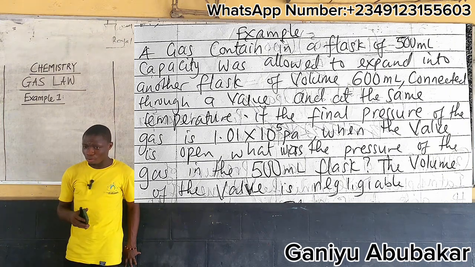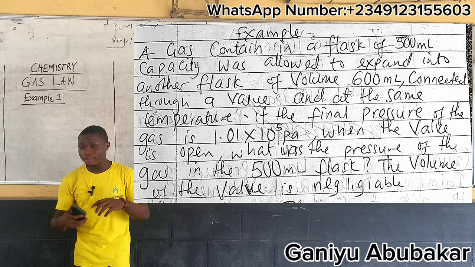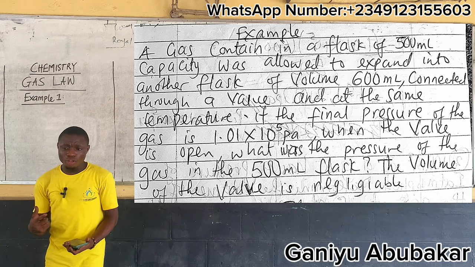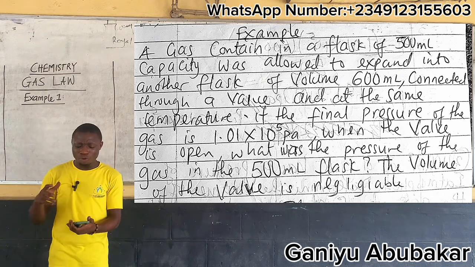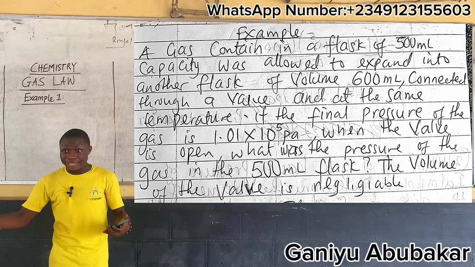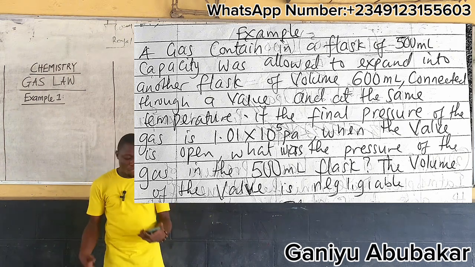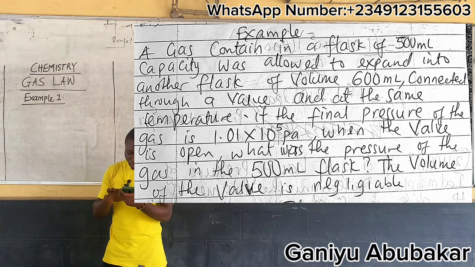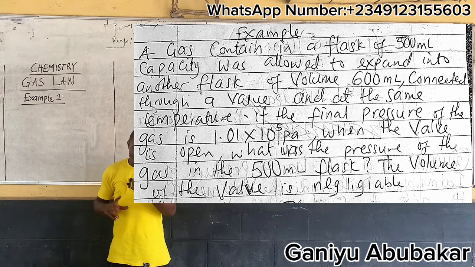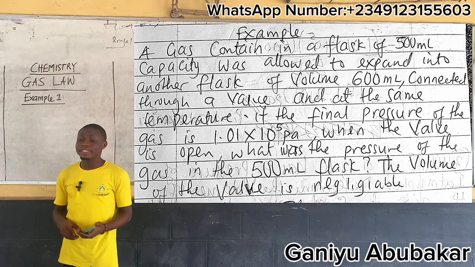Listen, they said a gas contained in a flask of 500 milliliter was allowed to expand. Now look up. If it expands, the volume of the flask it is expanding into will be bigger. So that value coming up should be a bigger value, because the gas is expanding. It is allowed to expand into another flask of volume 600 milliliter.